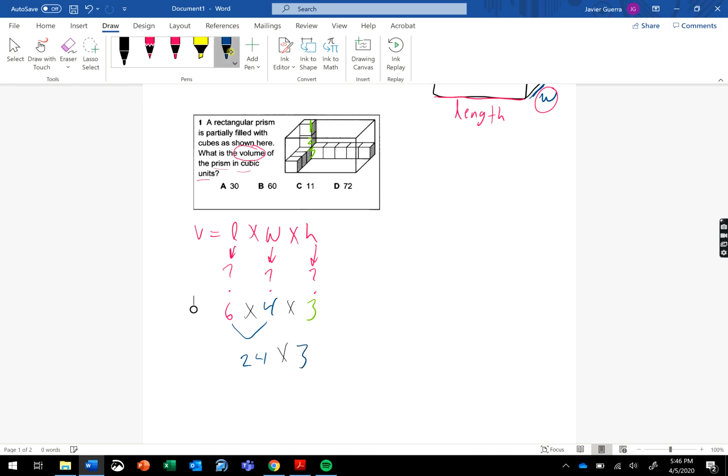Bring down my 3. And I can just solve this right here. I'm gonna write it up and down on the side so you guys can see. 24 times 3. 3 times 4 equals 12. Carry my 1, put plus sign. 3 times 2 is 6, plus 7, 72. So we got our answer choices. We have A, B, C don't look right. Our only answer choice is D, right? So that one's pretty easy. And I'm gonna go ahead and go to the last one.